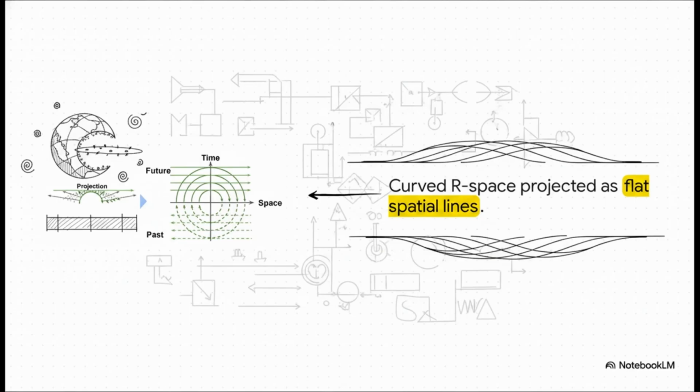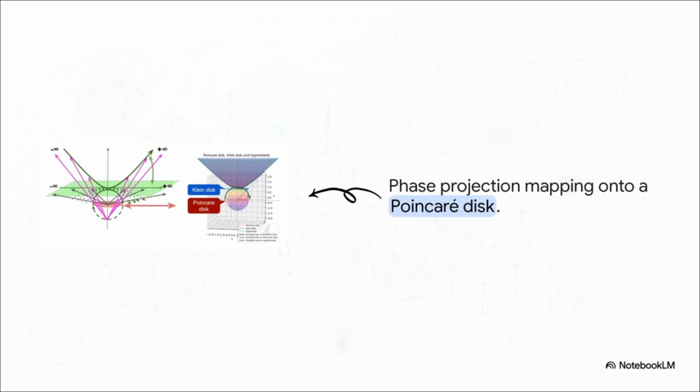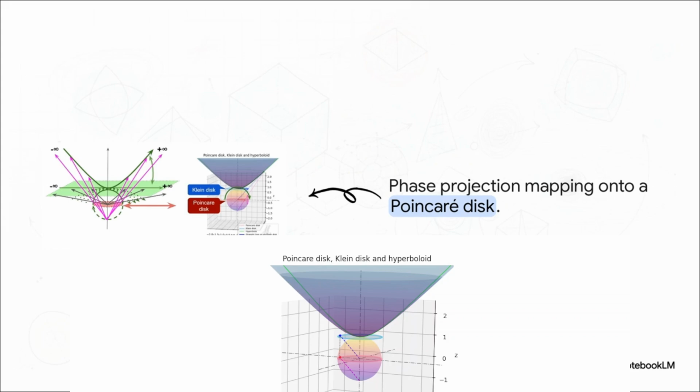Well, we're doing the exact same thing with quantum phase geometry. And the crazy part is, the math backs this up perfectly. It maps this projection onto what's known as a Poincare disk and an infinite hyperboloid, which is essentially just a fancy way of translating curved geometry onto flat planes.